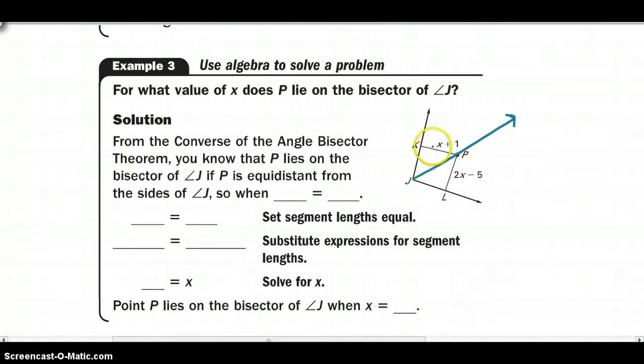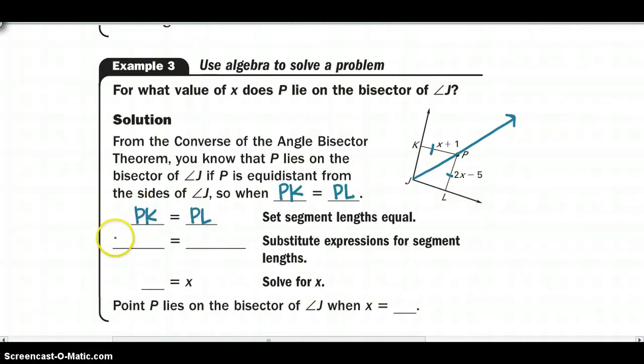if P is equidistant. So if we know that P is equidistant from the sides of J, then we know that PK is equal to PL. So we need to figure out if those 2 are equal, what is the value of x? So we know PK is equal to PL.